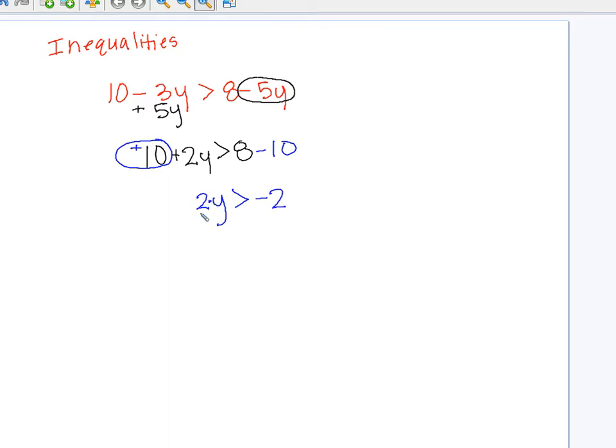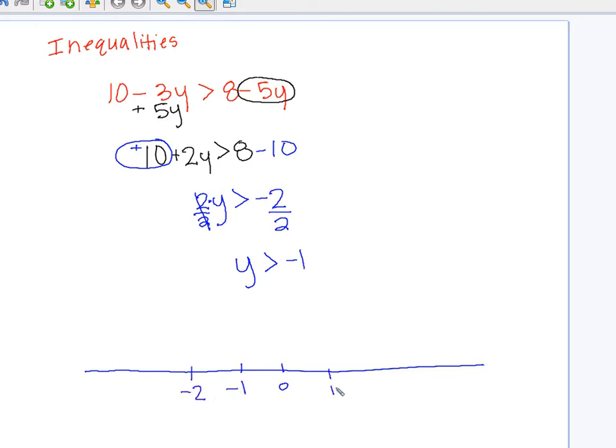And instead of timesing, we're going to divide. Y is greater than negative 1. So what that means is on a number line, I would shade the direction. If I were to pick numbers and put in my inequality, which one would make this true? That's the side I shade.